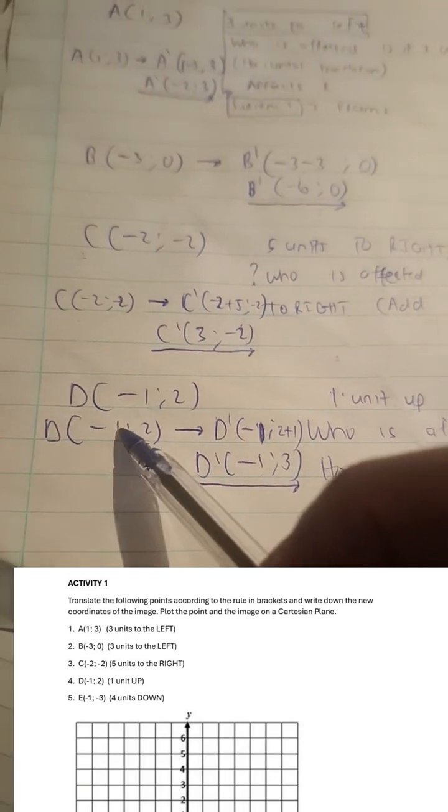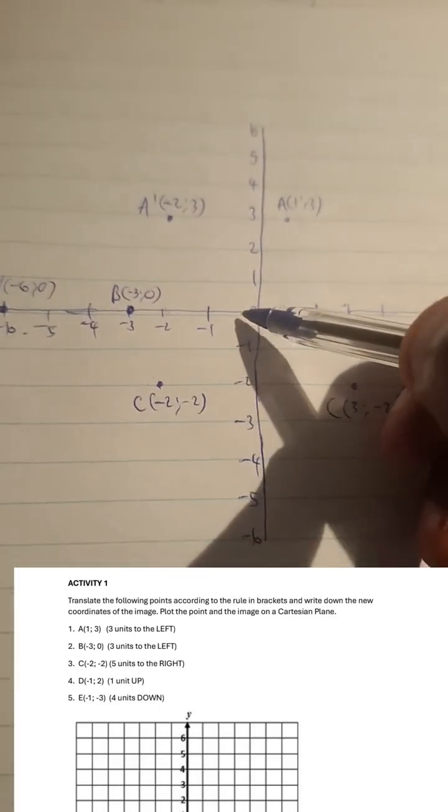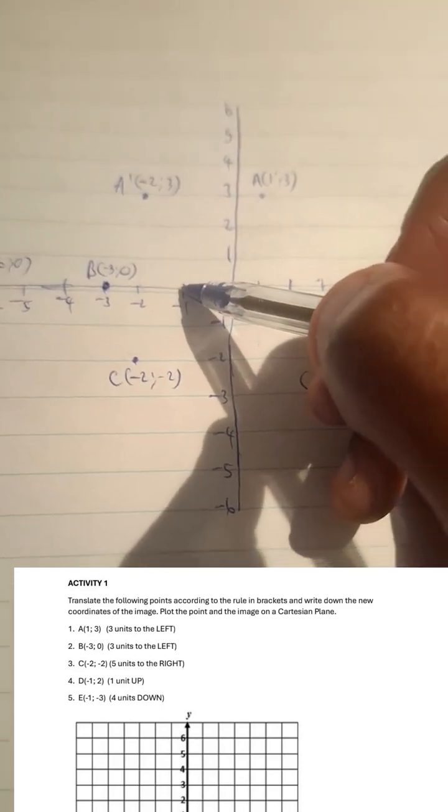Okay, then we can go to our Cartesian plane. We can go and actually sketch and locate the point. Okay, so D, which is negative 1 and what?